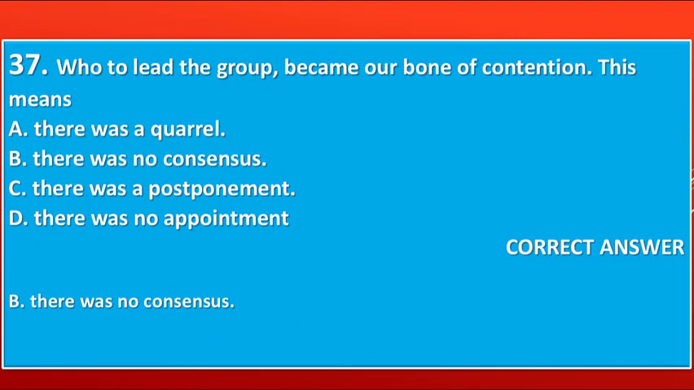Question 37. Who to lead the group became our bone of contention. This means A. There was a quarrel. B. There was no consensus. C. There was a postponement. D. There was no appointment. The correct answer to this question is B. Who to lead the group became our bone of contention. This means there were no concessions.